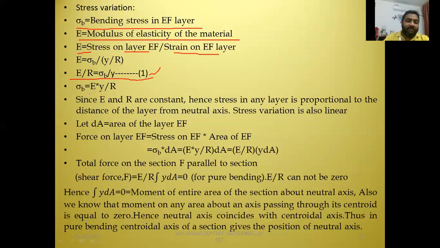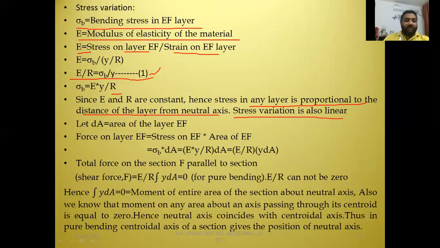Again, see here, sigma b, that is the bending stress, is also directly proportional to the distance from the neutral axis, because E is a material property, it is a constant, and r, the radius, is also constant. Stress in any layer is proportional to the distance of the layer from the neutral axis. So just like strain, stress variation is also linear. So strain is linear, stress is also linear.